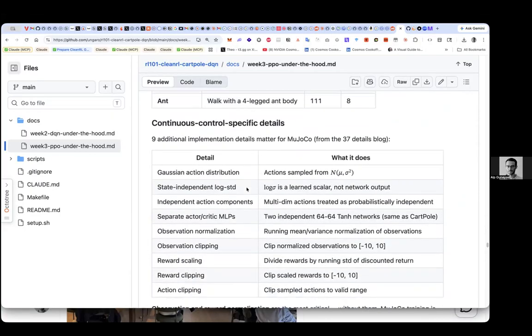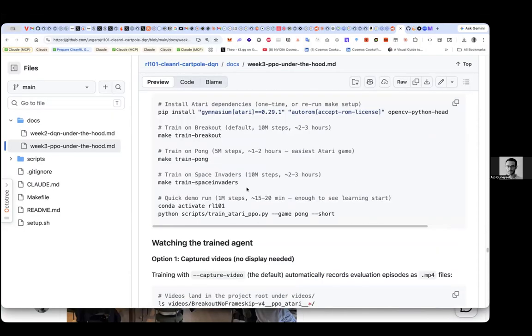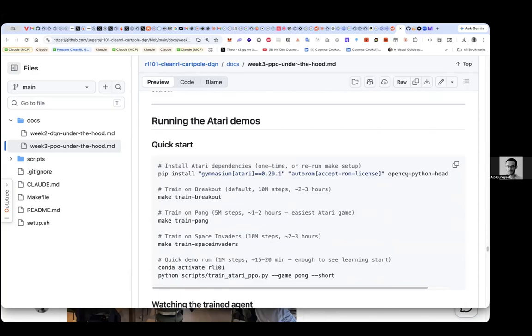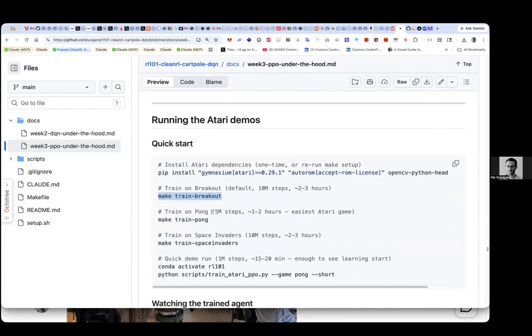So, very detailed analysis of this. Here you can see you have to additionally install Autorun and accept the Autorun license, and you can train games like Space Invaders, Pong and Breakout with make train breakout, etc.